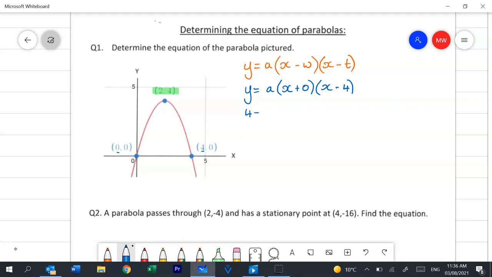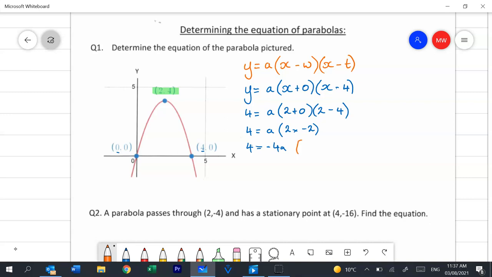So y becomes 4. We still don't know what a is. x will become 2. And we'll start to solve this. I've got 4 equals a, and then 2 multiplied by negative 2. That's where I'm getting that from. Which means that 4 equals negative 4a.